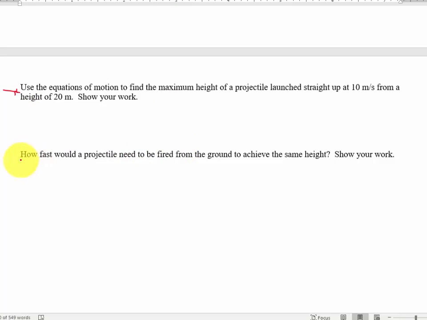And then I just have you do a calculation of how fast a projectile would need to be fired from the ground to achieve the same height. So that's just a little bit of practice using those equations of motion. Something to keep in mind is whenever we're looking for maximum height, what we're saying is that's when the speed at the top is equal to 0.